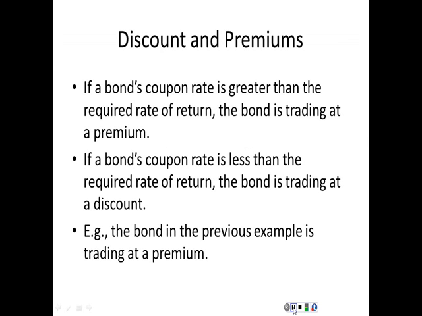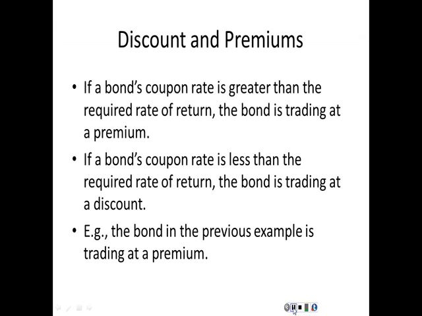Now, discounts and premiums. It's just bond vocabulary or terminology I want you to know. First, if a bond's coupon rate is greater than the required rate of return, we say the bond is trading at a premium. It's a premium because the bond pays in cash greater than what people actually need. So remember, the only way a return on a bond can adjust is if the price adjusts. So when people need less than what the bond's actually paying out, the price goes up because investors are getting more than they need.